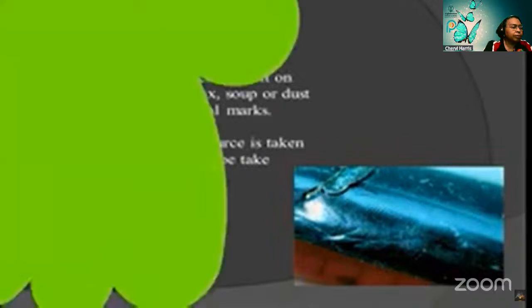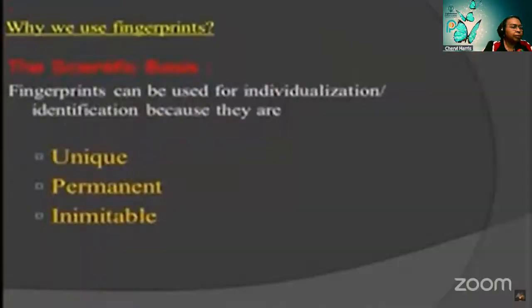And now let's know why we use fingerprints. We use fingerprints in criminal investigation, in forensic investigation, in the criminal justice system, in order to restore justice by the court of law. Fingerprints can be used for individualization and identification. They are used for identification of a person because fingerprints are unique. Unique means that no two persons have the same fingerprints.